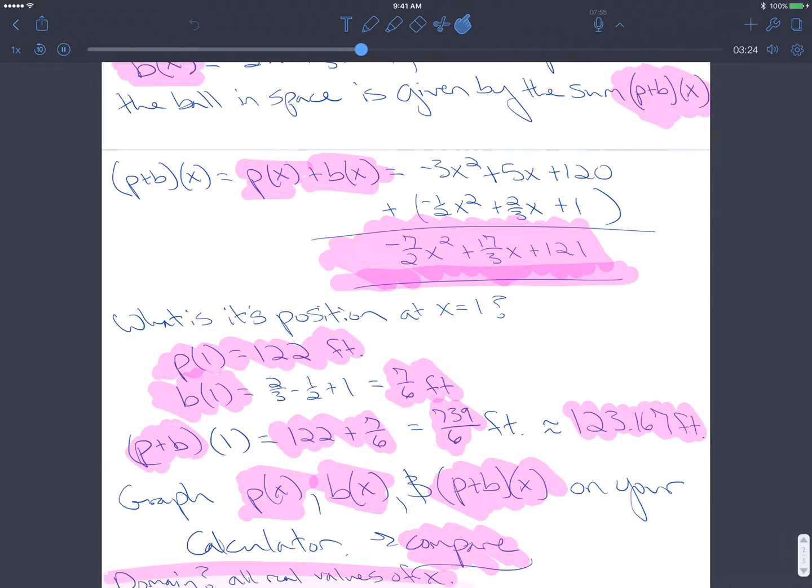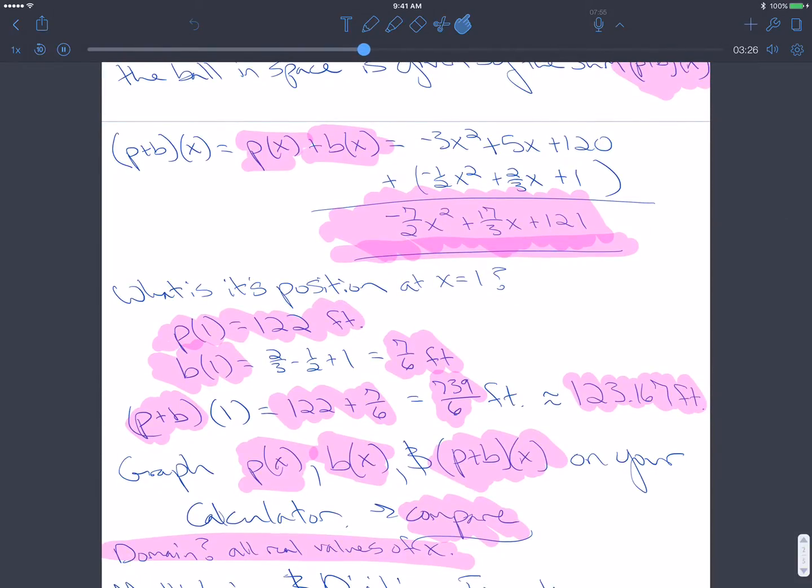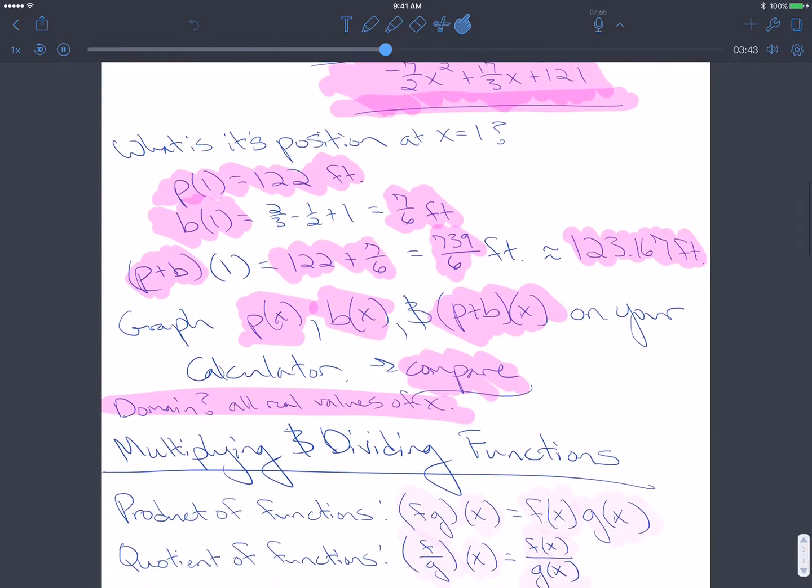What is the domain for these? Since both of these functions are polynomials and we're adding the polynomials, nothing was excluded from either one, and so nothing is excluded from their combination. It's an important thing to keep in mind for addition and subtraction. Multiplying and dividing gets much more complicated.